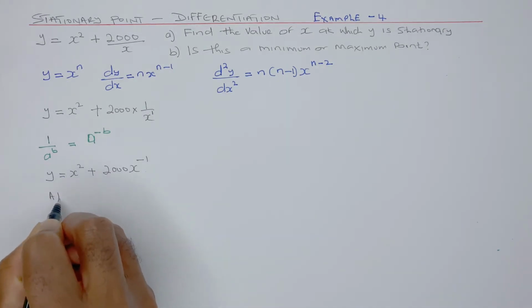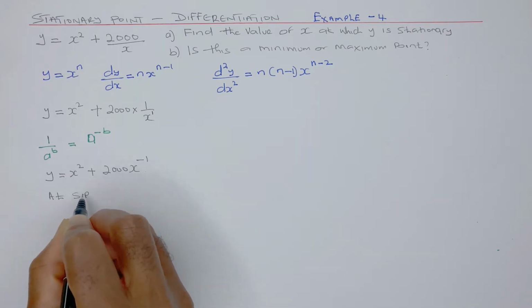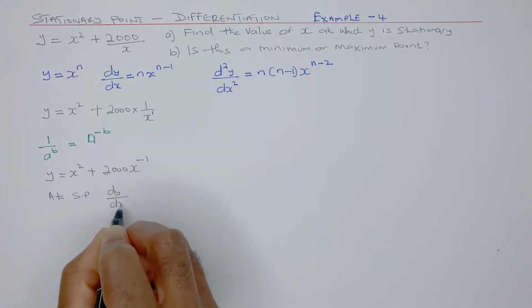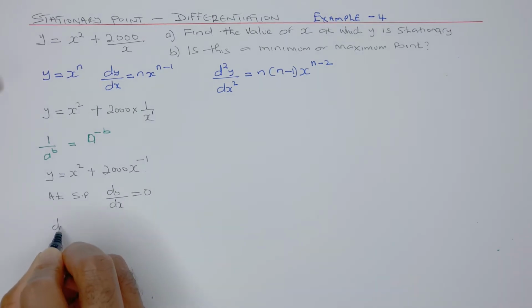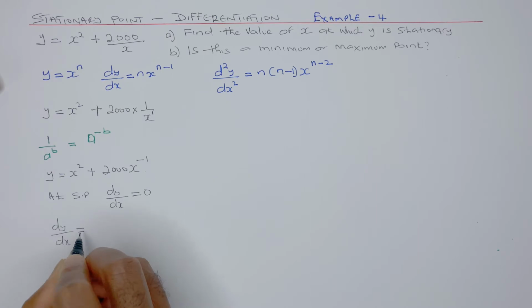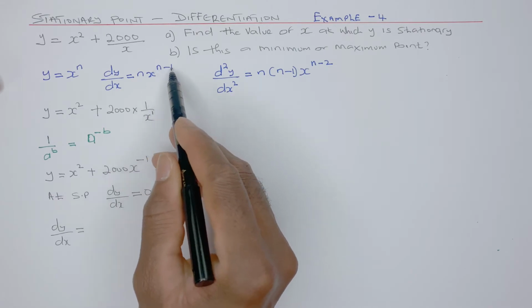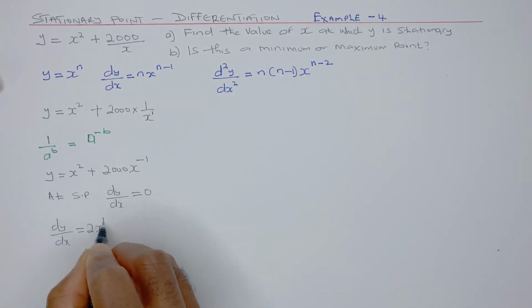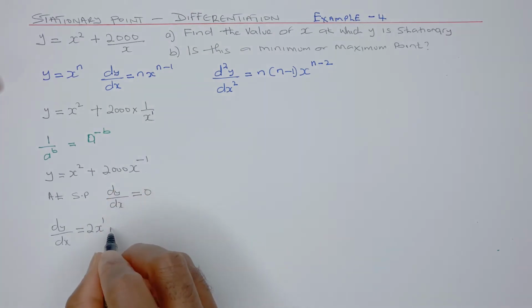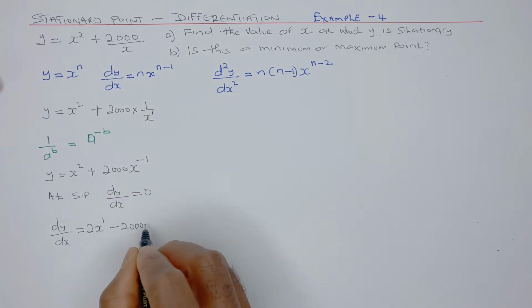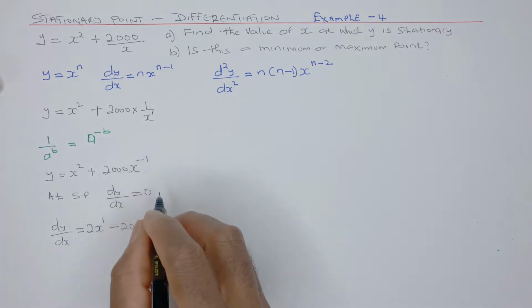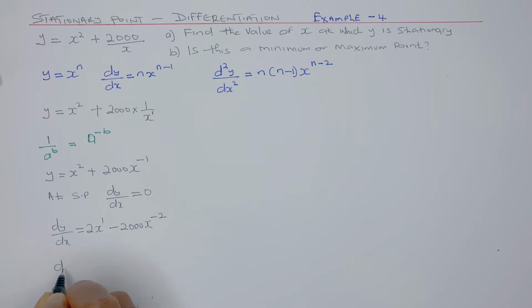At the stationary point, dy/dx is equal to 0. dy/dx will be equal to, n is 2, so that will be 2x to the power 2 minus 1, which is 1, plus minus 1 times 2000 is minus 2000, x to the power minus 1 minus 1 is minus 2. dy/dx equals 2x minus 2000 over x squared.